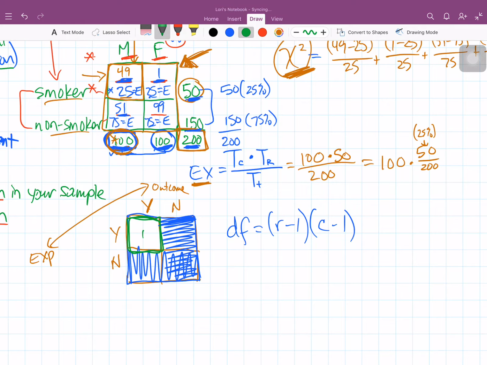So that's my 1 degree of freedom. So you can think of it in terms of an equation, or you can think of it in terms of rows and columns in the table. Let's do a couple more of those just so that you can see how that works.